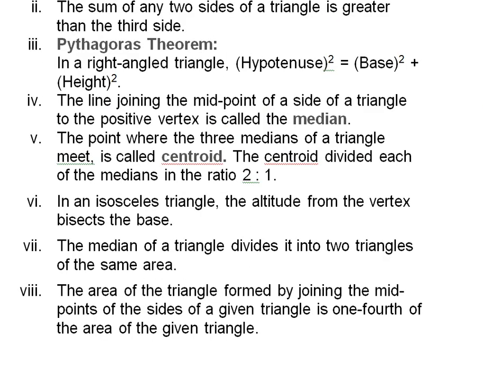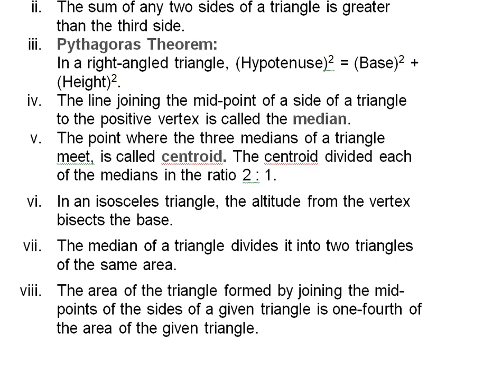Pythagoras theorem. It applies to a right angle triangle. You can only apply Pythagoras theorem if you have a right angle triangle. So what will happen in Pythagoras theorem? Hypotenuse square is equal to base square plus height square.